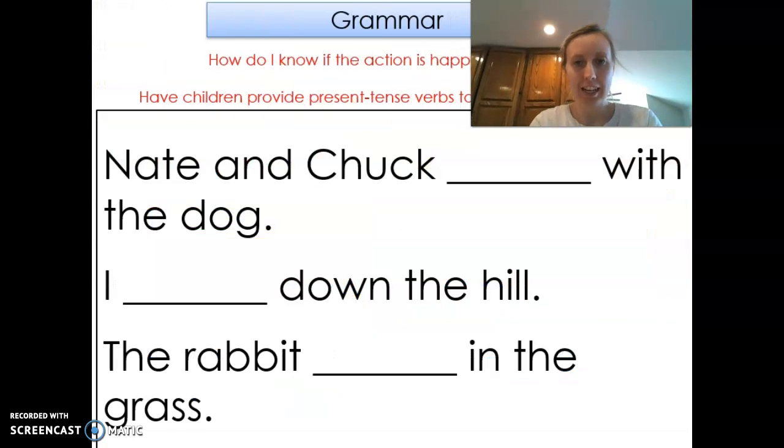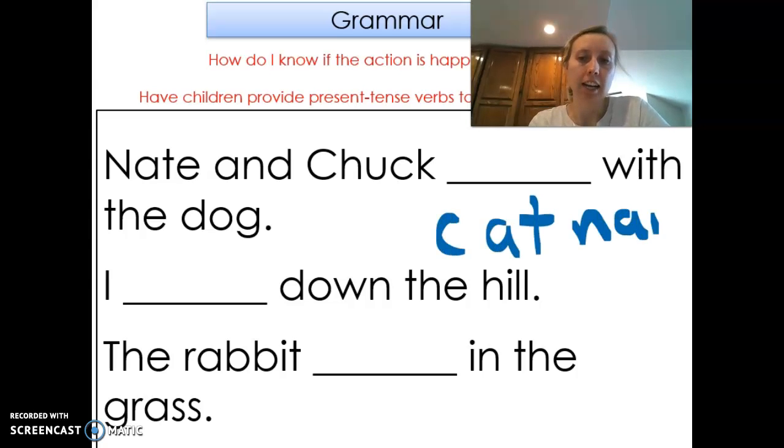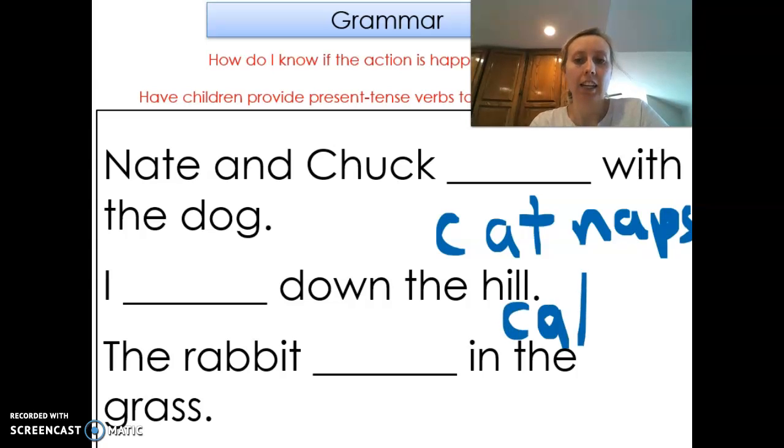Okay, let's look at this last part. We've also been talking about verbs. When we have one thing, an animal, a person, we add an S to the verb. So if I'm saying cat, I'd say the cat naps. I add an S. But if I have more than one cat, the cats nap. I don't add an S.